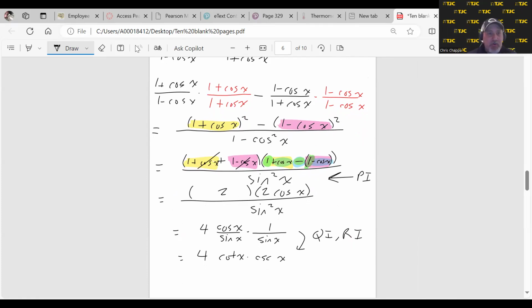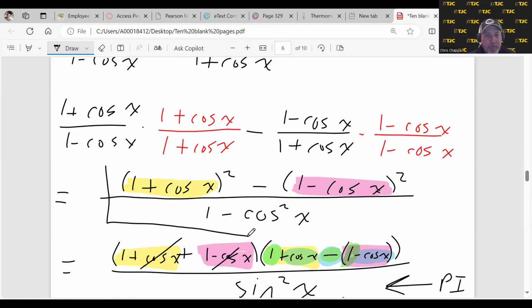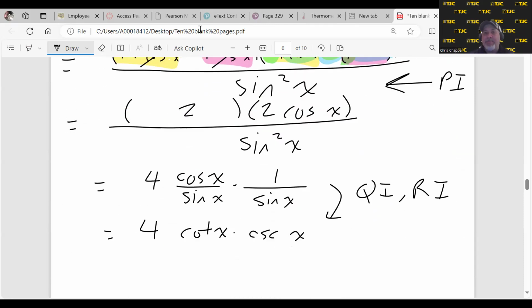I challenge you to try to pick it up from here, but instead of using the difference of squares, FOIL out the first parentheses, FOIL out the second parentheses, distribute the negative across the second FOIL problem's results, combine like terms, and see if you can get it down to the same goal. There's almost always more than one way to do an identity. And that wraps up this section.